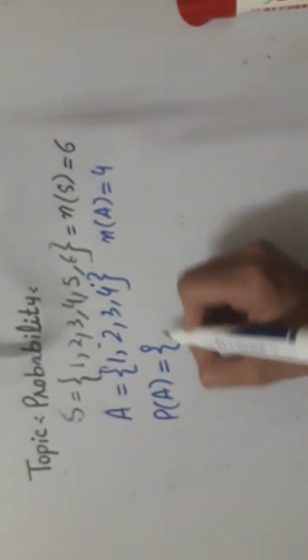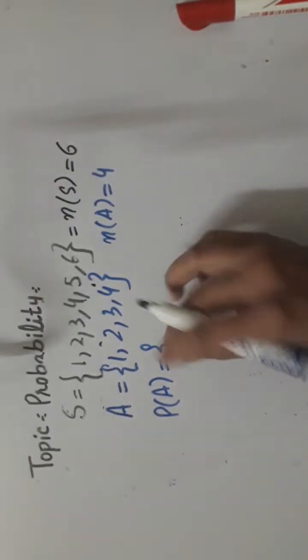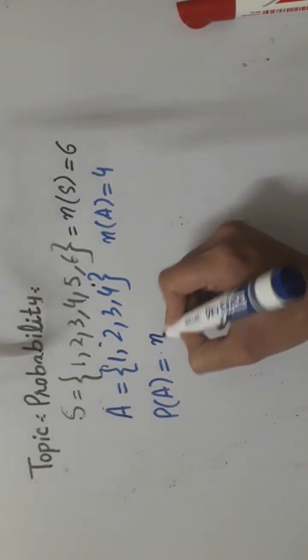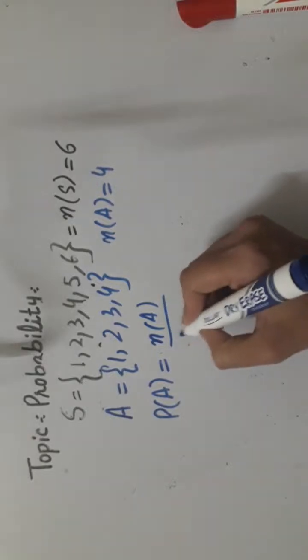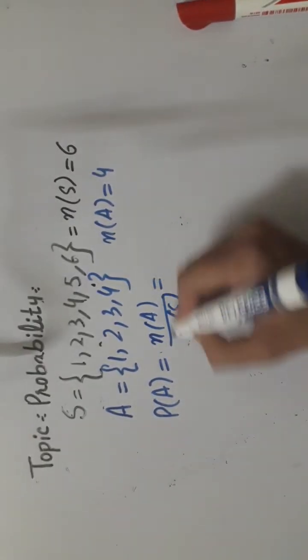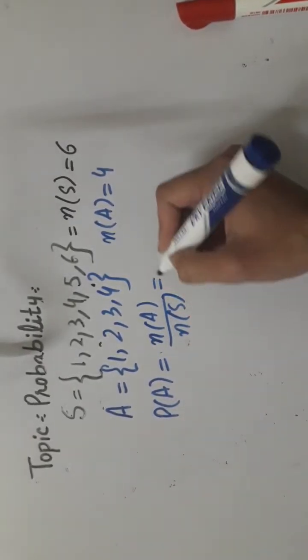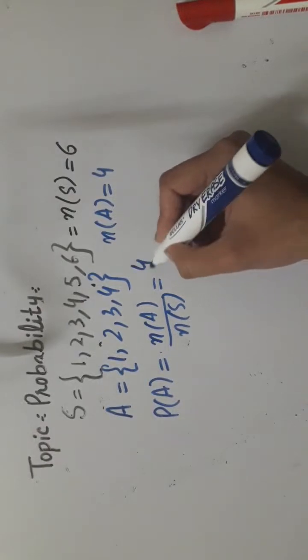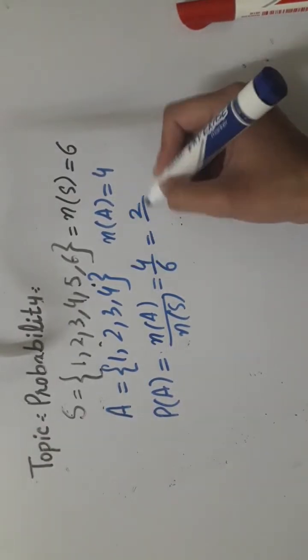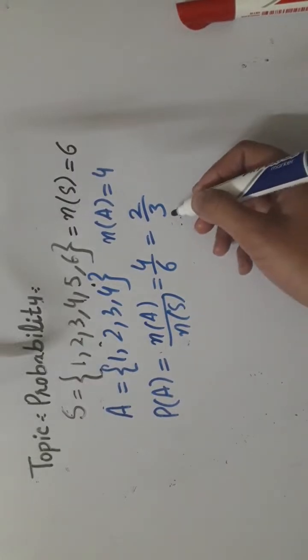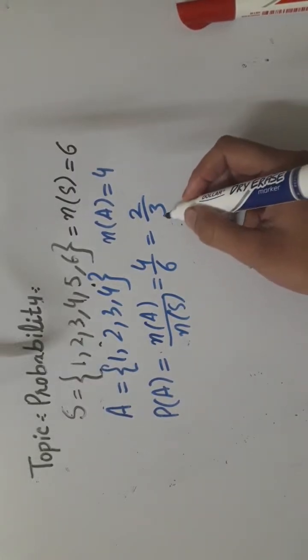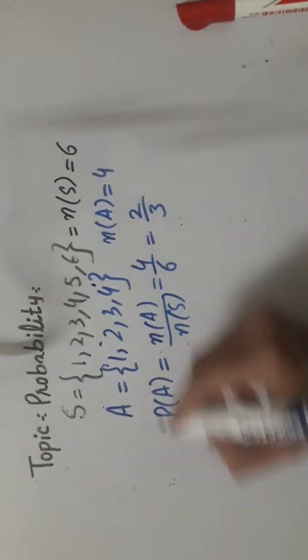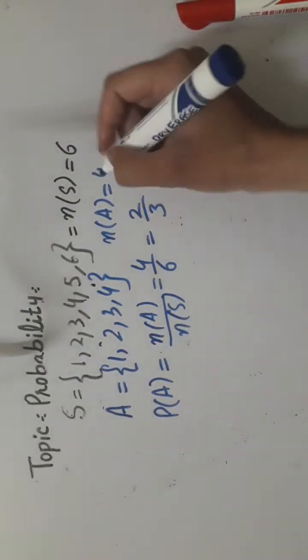So the probability of this event is n(A) by n(S). This will be equal to 4 by 6, which is equal to 2 by 3. So this is the right answer of this question when you have to find the probability of a number less than 5.